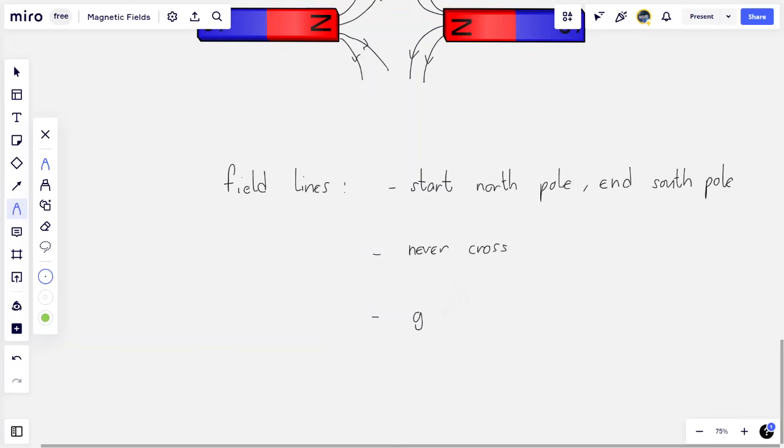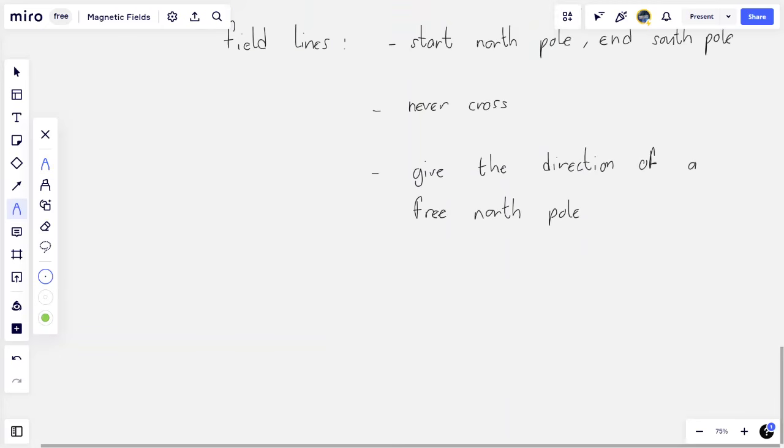They also, I'm going to write this in short form, give the direction, like I said, of a free north pole or an isolated north pole. That's the direction a free north pole would move if it was thrown into the field. If there was such a thing as just a free north pole, which there isn't. And the last thing that field lines do is indicate the strength of the field, how strong the field is.